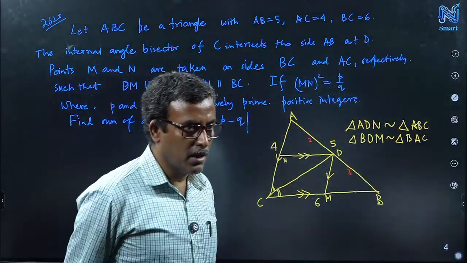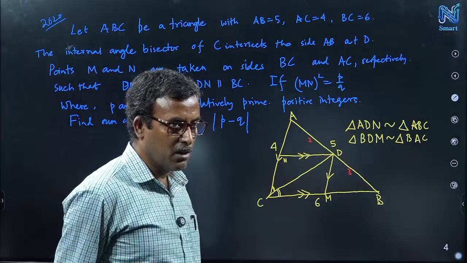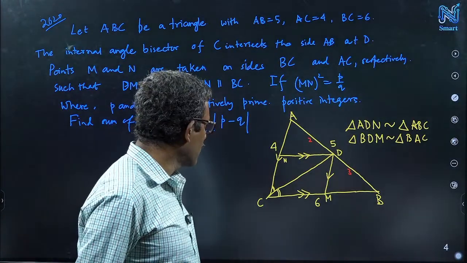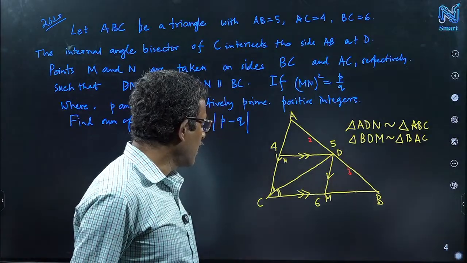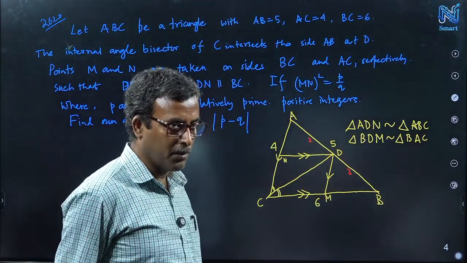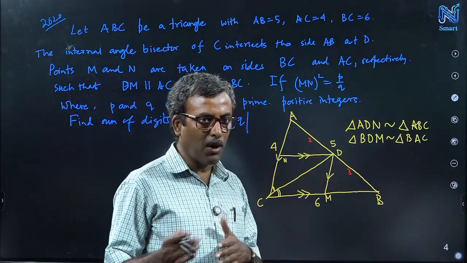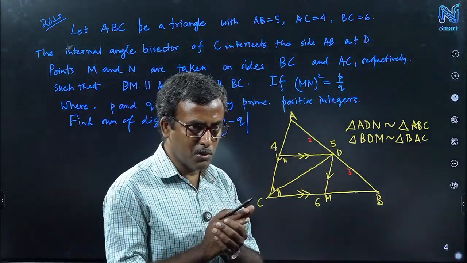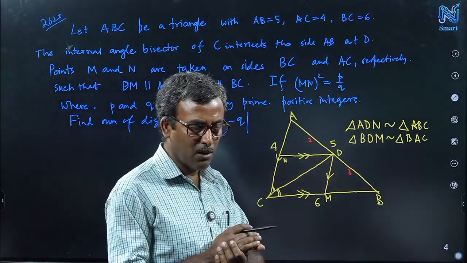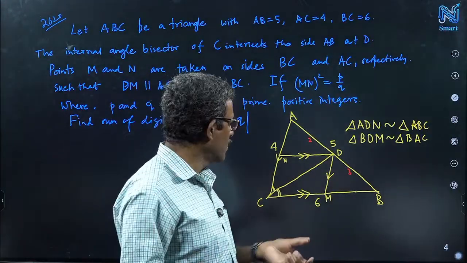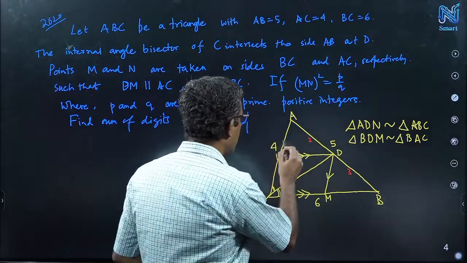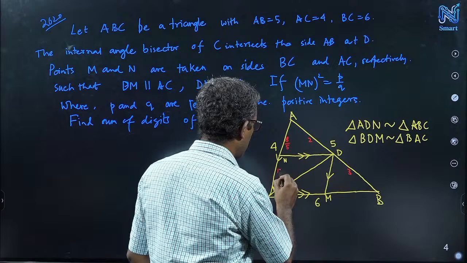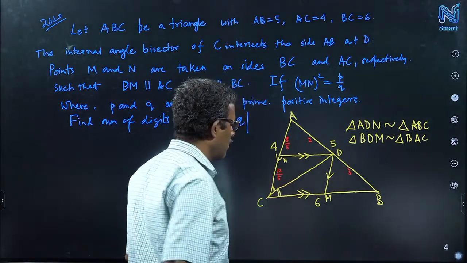One is 8 by 5. You know that this ratio is 2:3. That means you have to find the sum of the ratios. You know the ratio and proportion from your class 7 or 8. So this part is 8 by 5 and this is 12 by 5. The sum is 4.